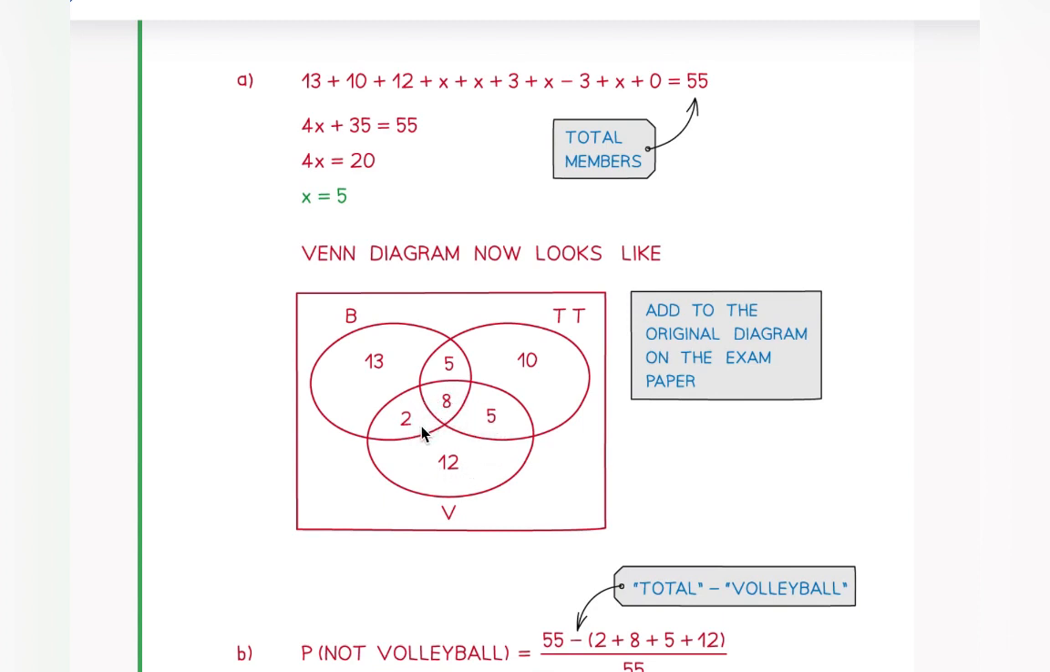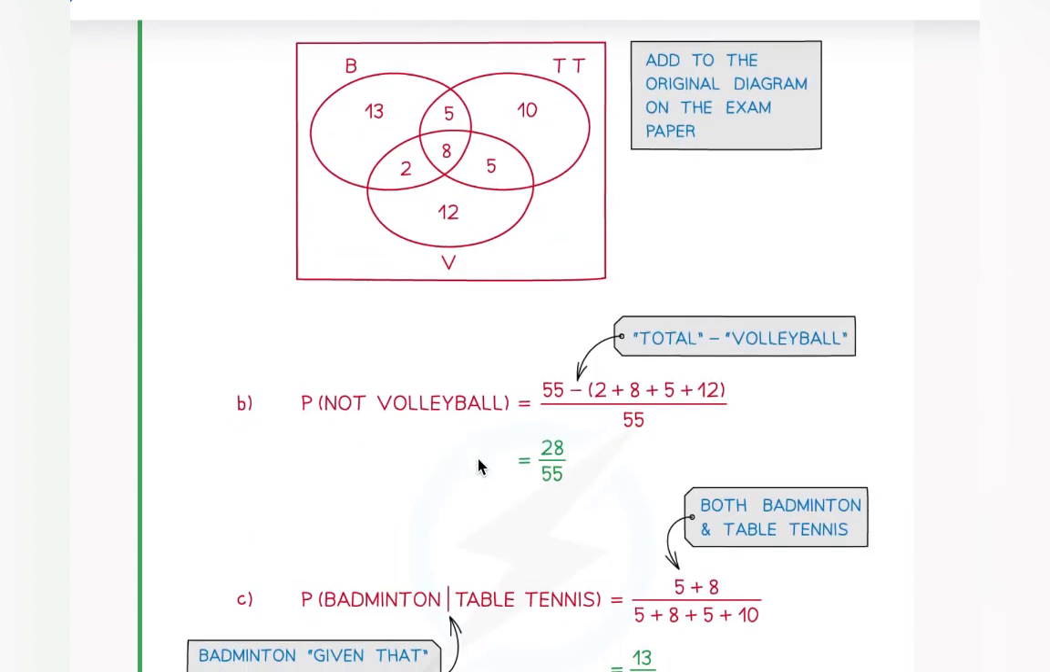Those who chose volleyball are 2, 8, 5, and 12. So we can add them together. This plus this is 20, 25, 27. They are 27. So to find those who did not choose volleyball, you can say 55 minus 27, that will give you 28. So it will be 28 over 55 for the probability.